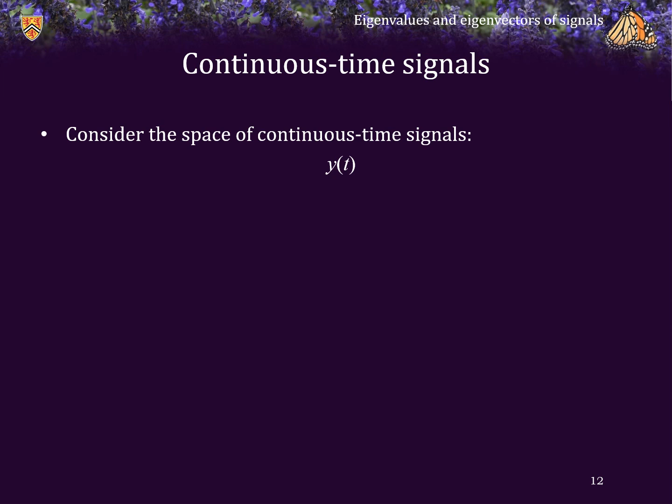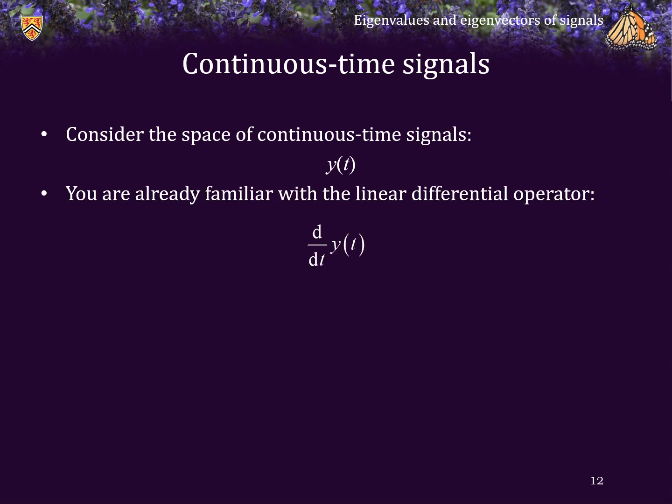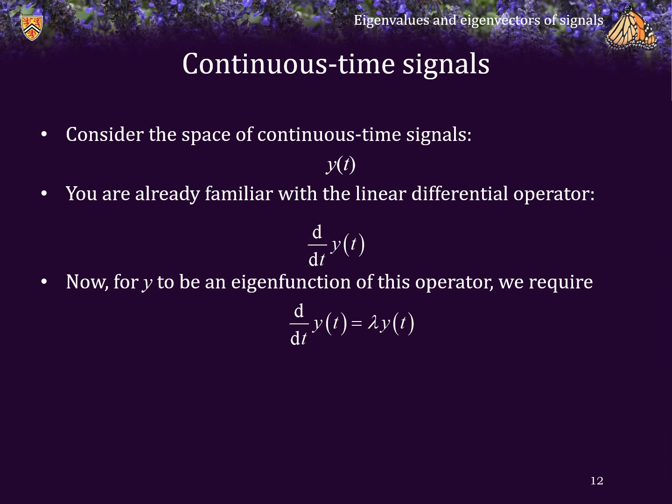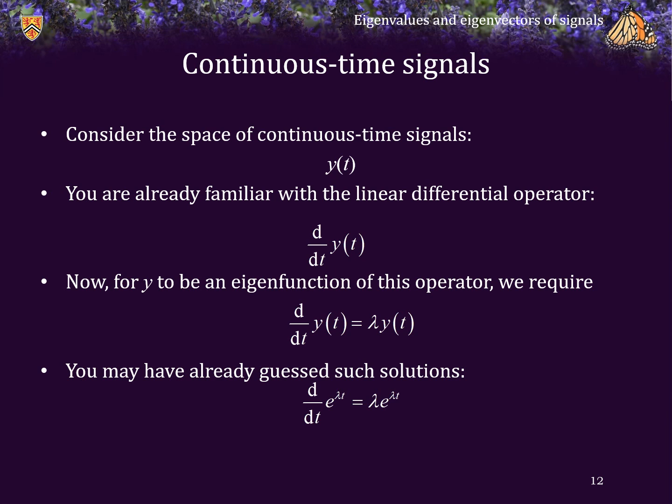Next, let us consider the space of all continuous time signals, for example, y of t. You are already familiar with the linear differential operator. Now, for y to be an eigenfunction of this operator, we require that the derivative of y of t is equal to lambda times y of t. As you may have already guessed, the solutions to this are the exponential functions. So the derivative of e to the lambda t is equal to lambda times e to the lambda t.